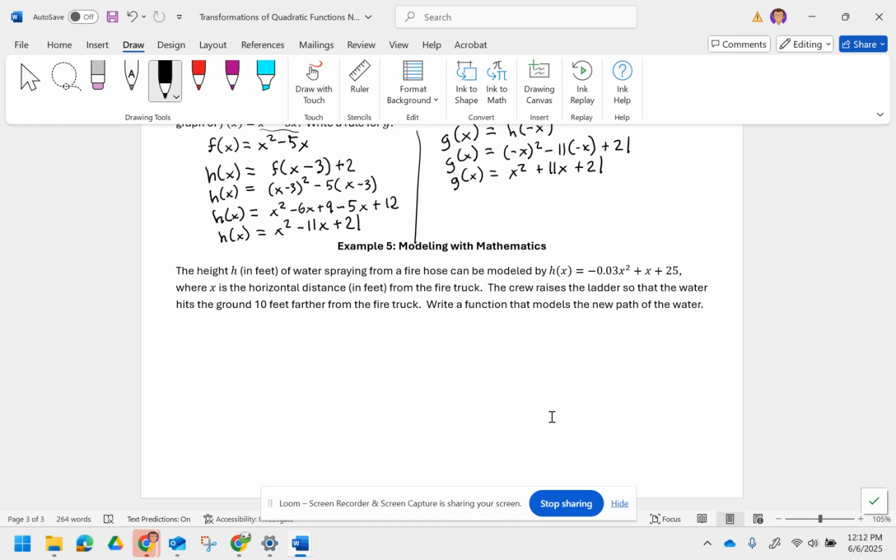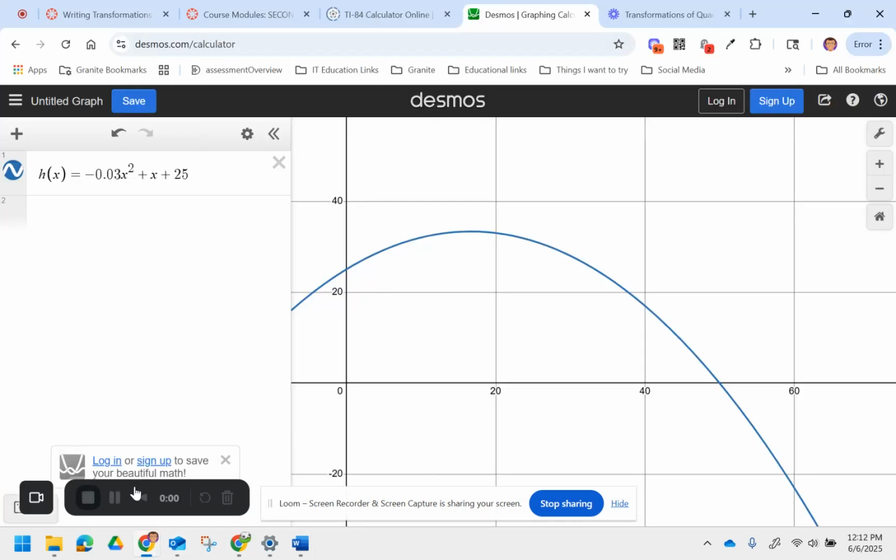Okay, so this one, I kind of want to visualize it to see what's happening. I've prepared this here. Here's our equation to model the distance from the fire truck. Now, once it's hit 0, it's hit the ground. So nothing past 0 would really make sense. And we notice that it hits the ground at 50.